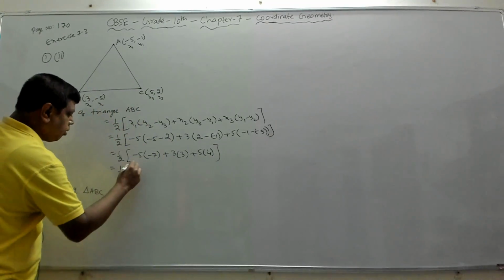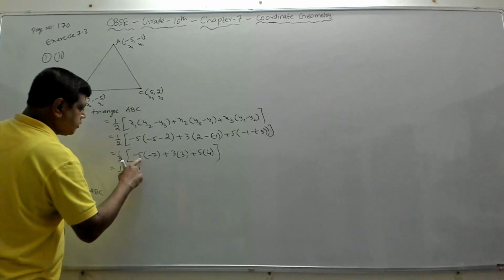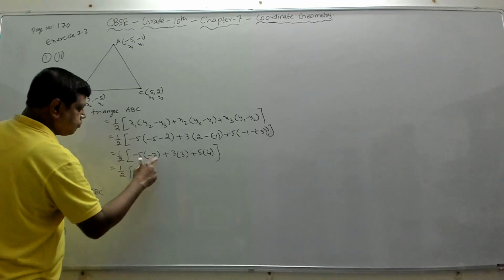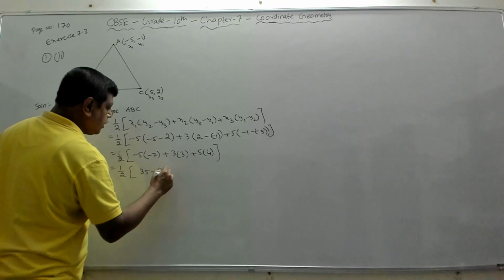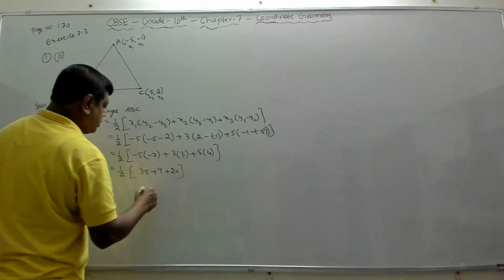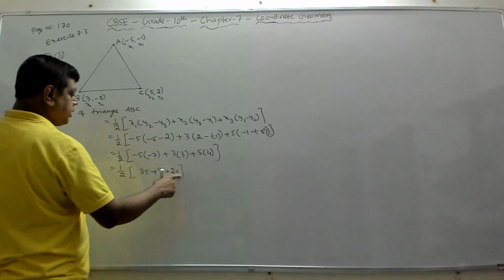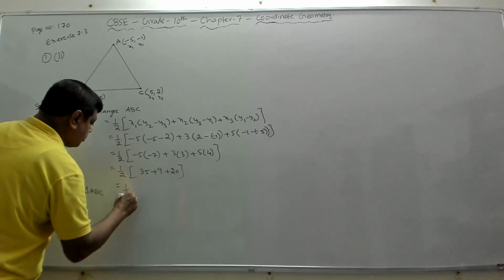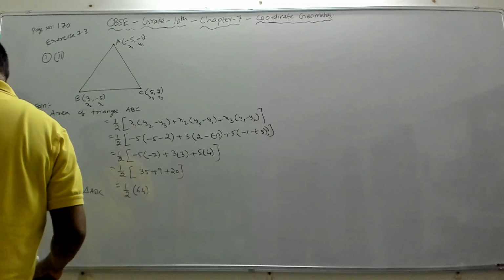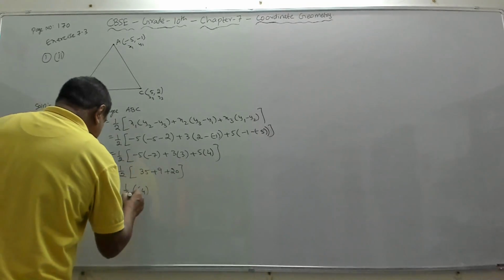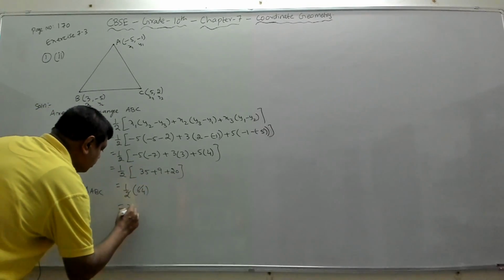We get 1 by 2 of 7 times 5 is 35, plus 9 plus 20. So this is 44, plus 20 is 64, right? So it is 64, which means 32. If you cancel, you get 32 square units.